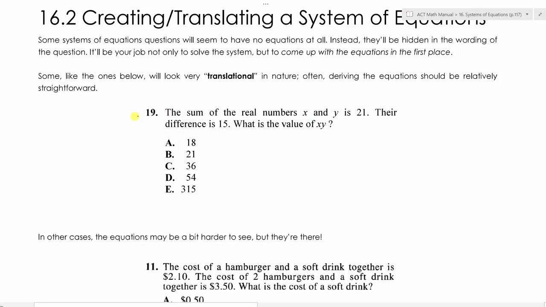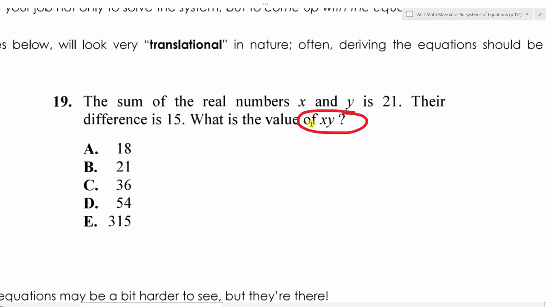So number 19, if you want to take a stab at it on your own, go ahead and pause the video. I'm going to go through it now. The sum of the real numbers x and y is 21. Their difference is 15. What is the value of xy? So they tell us the sum of the numbers x and y is 21. Well, that is a translation, and the translation yields one linear equation.